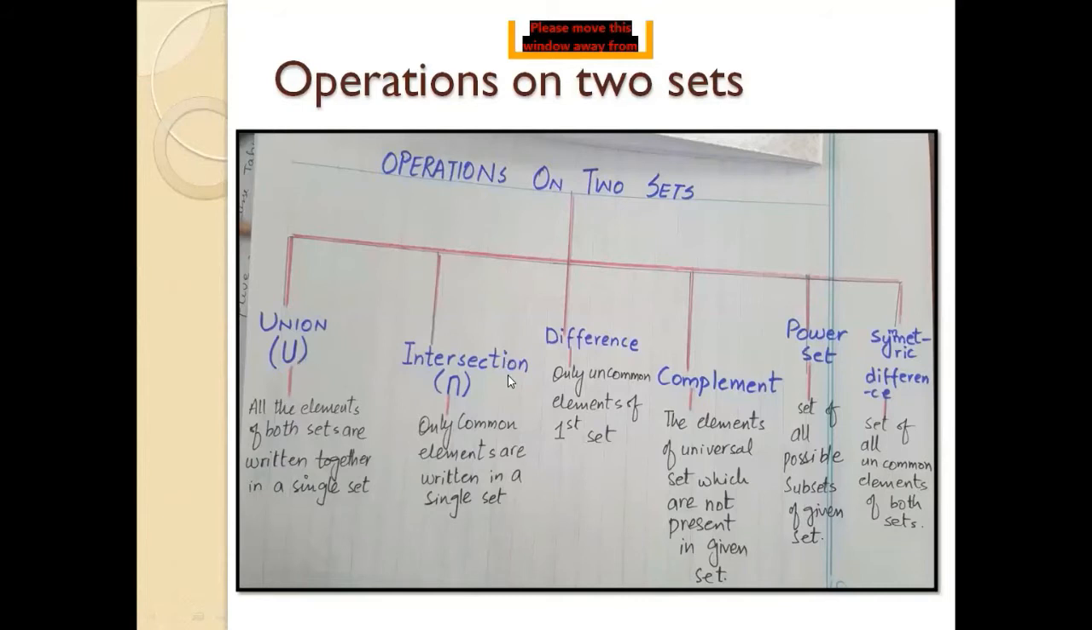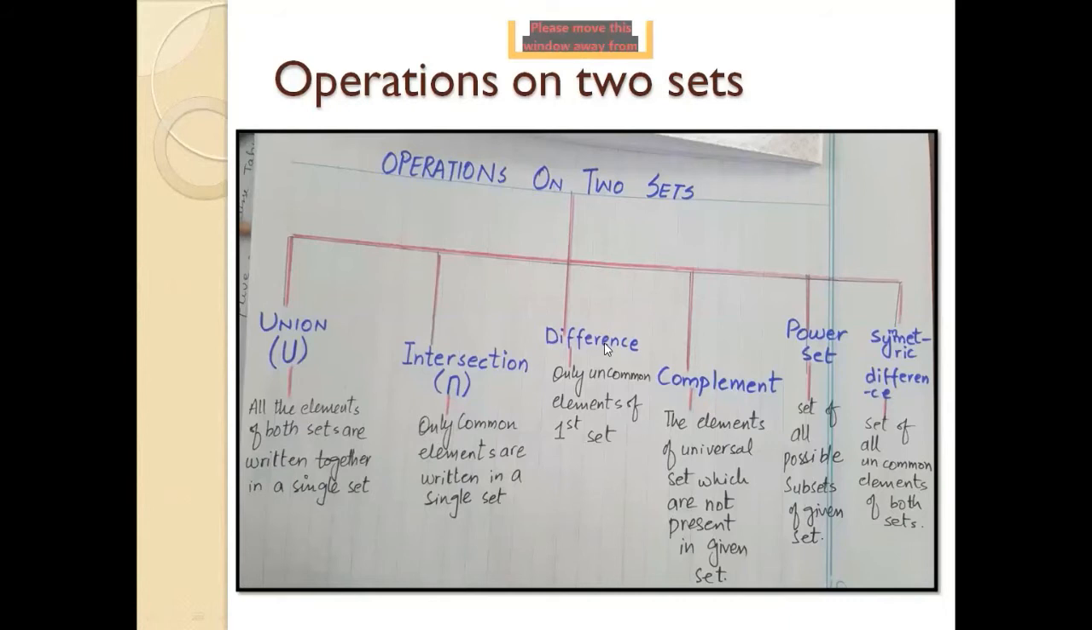Now for intersection, we are using this symbol. If we are finding A intersection B, we are writing the common elements of A and B, meaning elements that are present in both set A and B. Only common elements are written in a single set.